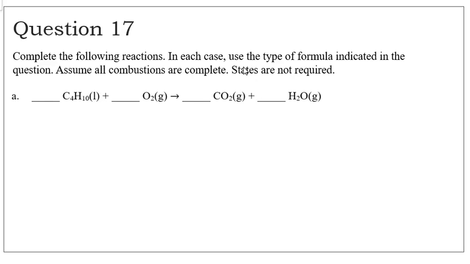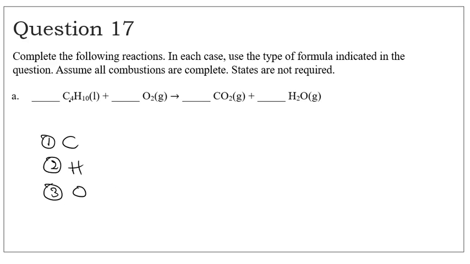So you need to complete the reactions. You either use the type of formula indicated in the question, you don't need to include states, and you assume that all combustions are complete. Now this is a combustion equation that's already written out, so all you need to do here is just to balance. I'm just going to remind people that the way that I tend to balance is I start with carbon and then hydrogen and then oxygen.